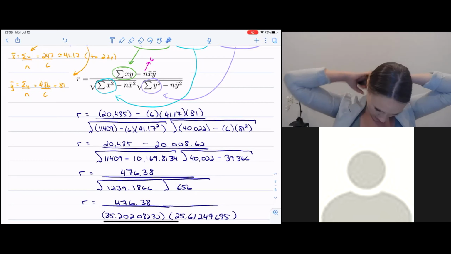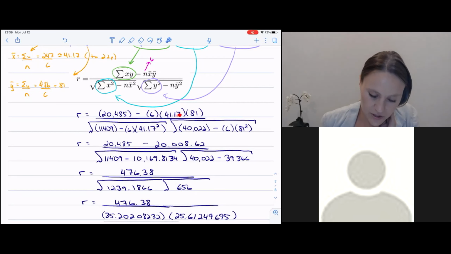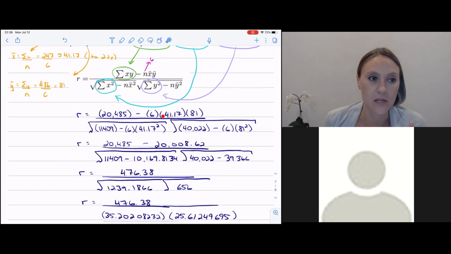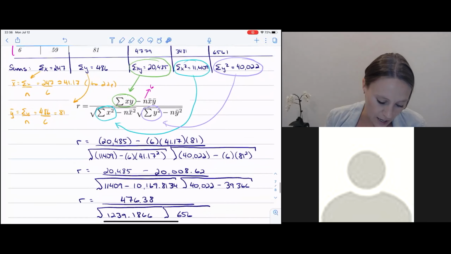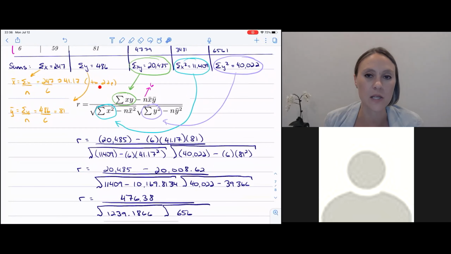Following BEDMAS, where we need to multiply 6 times 41.17. Oh, I guess I did that offline too. I just rounded to 2 decimal places. That is going to affect my results. It's okay, because if it was super, super important, we would use software, right? We wouldn't be doing it by hand. And it's going to be pretty close anyway. So I rounded to 2 decimal places, 41.17 for X bar, and Y bar turned out to be a nice 81. So that's good.